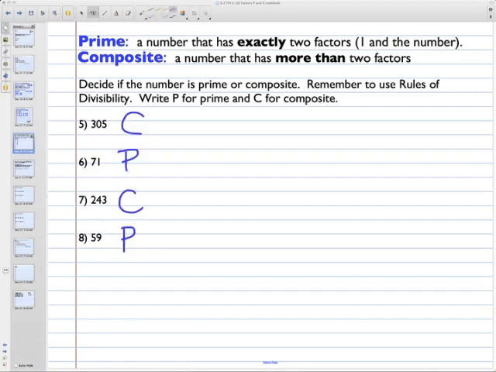Thinking about our rules of divisibility, 305 ends in a 5, so therefore it's divisible by 5. And checking for 71 in all the rules, it is prime, because none of the rules fit 71. 243, at first you might think it's prime because of 43 being odd, but if you add the digits together, you get a total of 9. So of course that number is divisible by 9. And 59 is prime as well, because no other factors divide it besides 1 and itself.